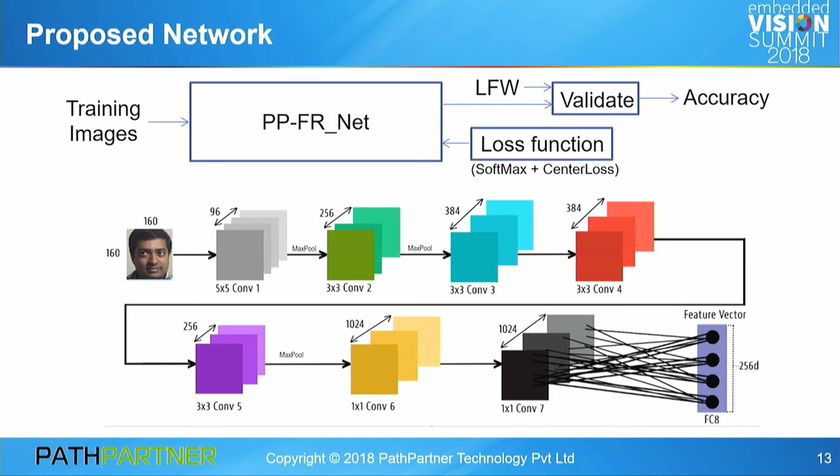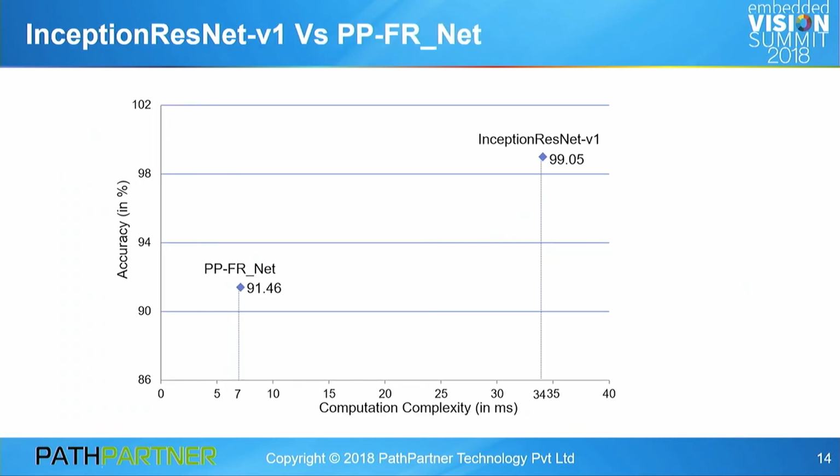With this, let us see where we stand with respect to the benchmark model. So these are our results. As you observe, the benchmark model is at 99.05% with a running complexity of 34 milliseconds for one inference call. Our introduced PPFRNet is around 20% as computationally complex compared to our benchmark model. That is 7 milliseconds of inference time for an accuracy of 91.46%. So this encourages us to go ahead and extend this to a face recognition task.